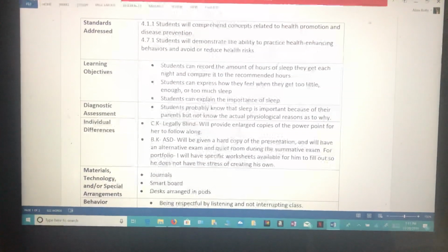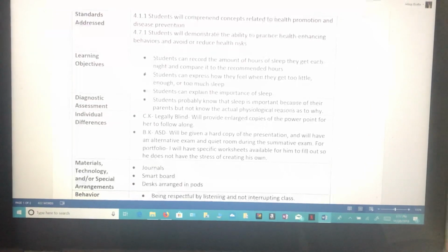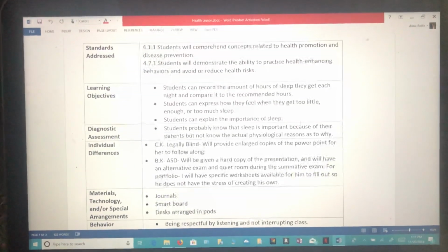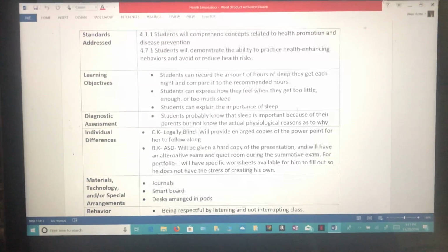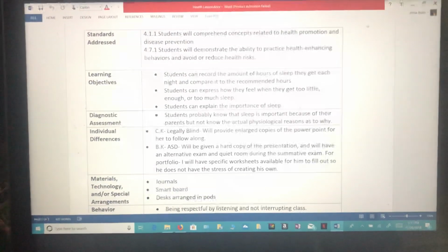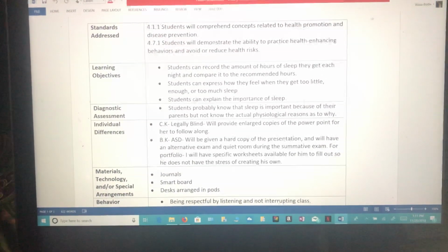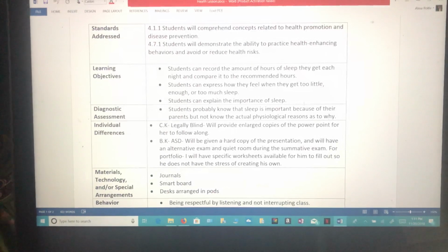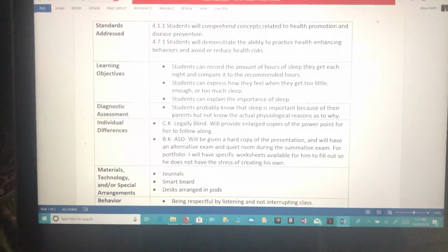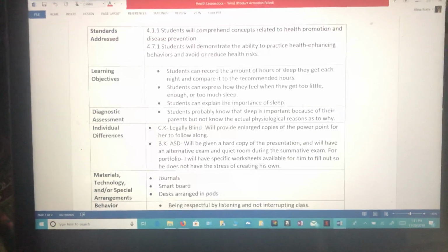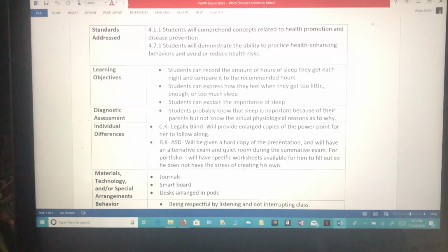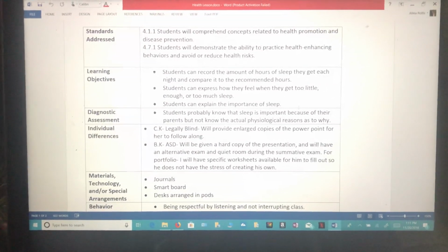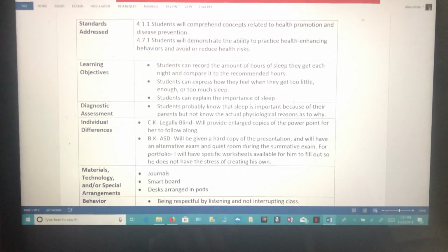And the two individual differences that I have for two students are CK, he or she, is legally blind, so I'll provide her enlarged copies of the PowerPoint where the font's bigger so she can follow along on her own. And then I have BK, who has ASD and will be given a hard copy of the presentation as well, and will also be given either alternative exams and a quiet room to do a summative exam or any sort of exams. But since we're doing a portfolio, I'll have specific worksheets available for him to fill out so he doesn't have to go through the stress of creating diagrams or anything like that on his own.